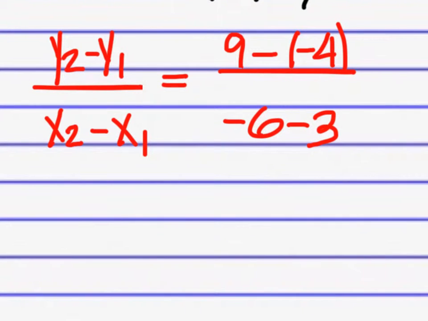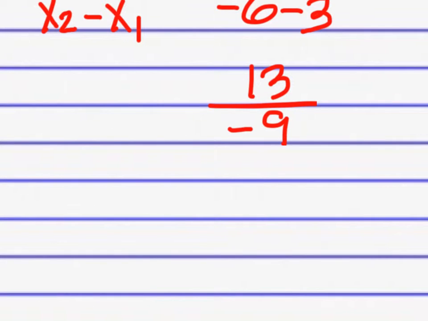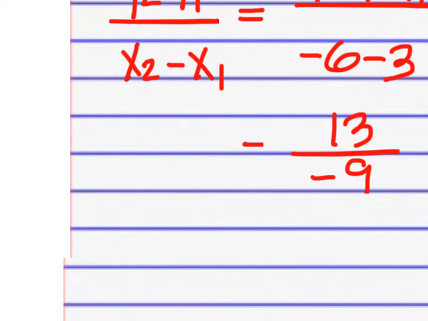Simplify that. 9 minus a negative 4 is 13. Negative 6 minus 3 is a negative 9. Do not leave your answer like that. We will not have a negative sign on the top only or the bottom only. If you have only one negative that makes the entire fraction negative, then you will put the negative sign directly out to the left of the fraction bar.